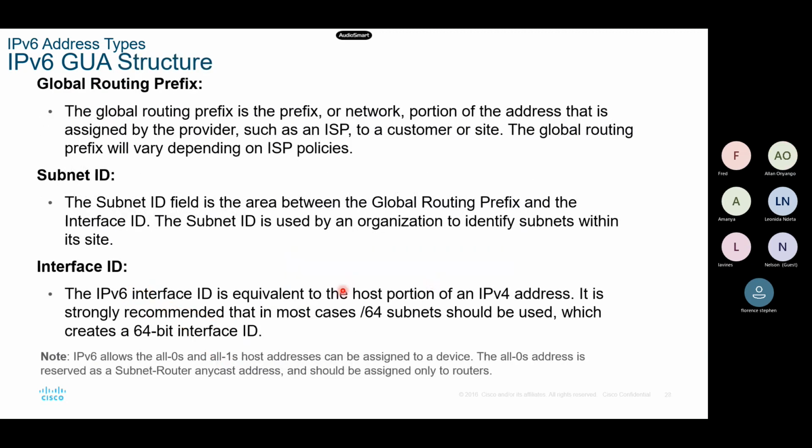Now, that is exactly what I was explaining here, the global routing prefix, which is the network portion. This is only the part that is provided by the ISP to the customer or to the site, okay? The subnet ID is where we will do subnetting. And then the interface ID is like the host portion of our networks.